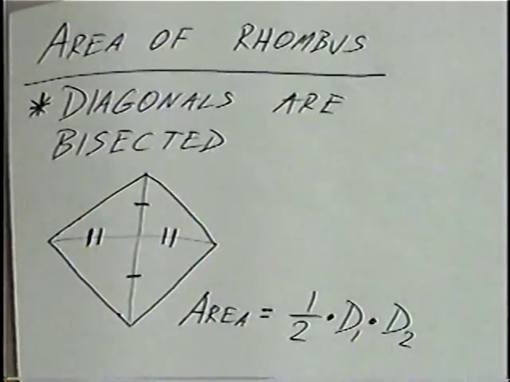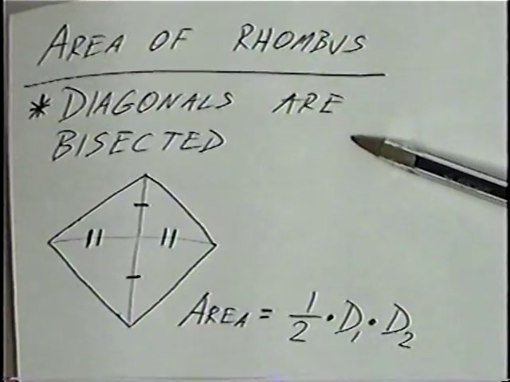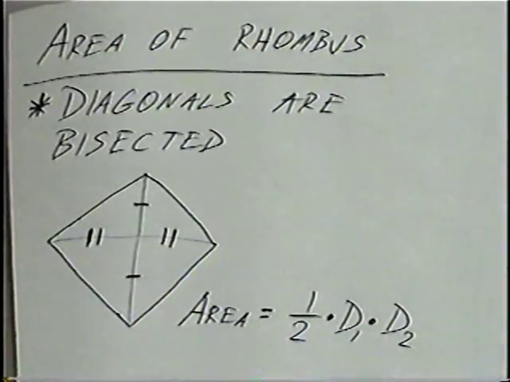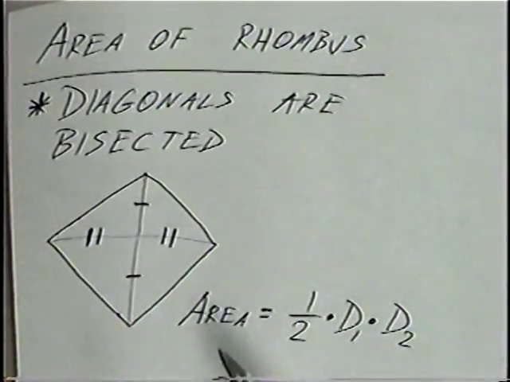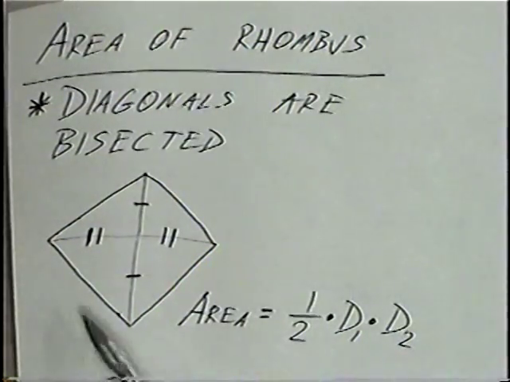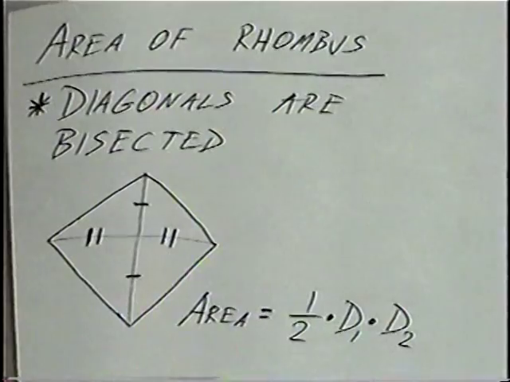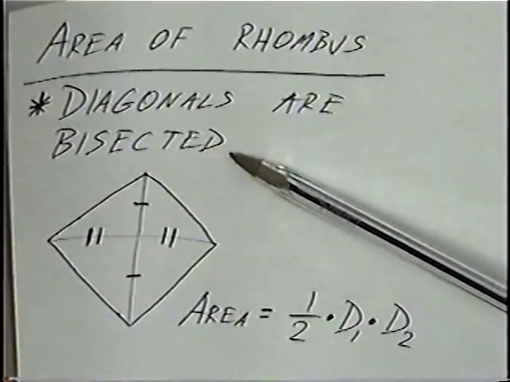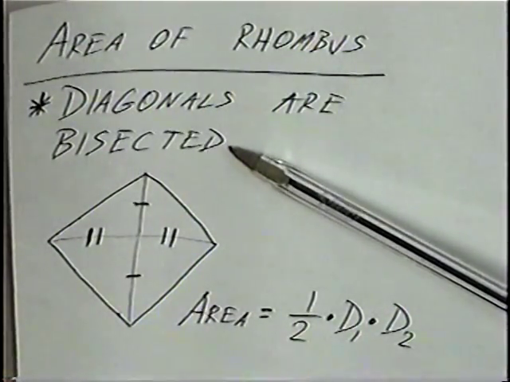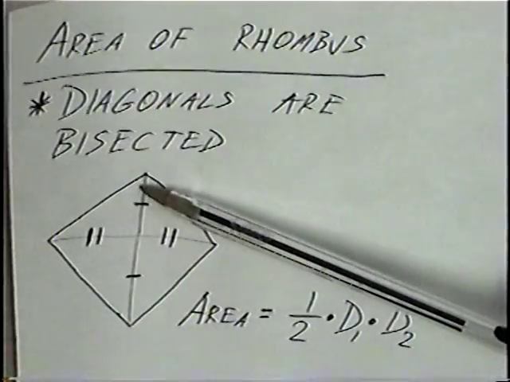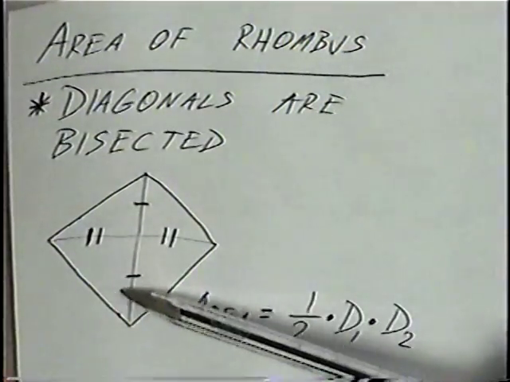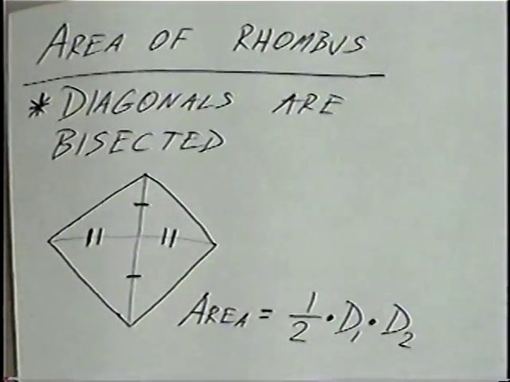Area of a rhombus. A rhombus is just like a kite with one extra definition. The diagonals are bisected. So again, similar to a diamond shape, the two diagonals crossing in the middle also make a right angle, and the new definition, bisected, means to cut in half, which means one side of one diagonal is equal to the opposite side of the other diagonal.